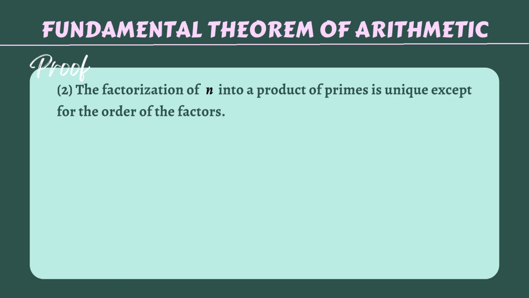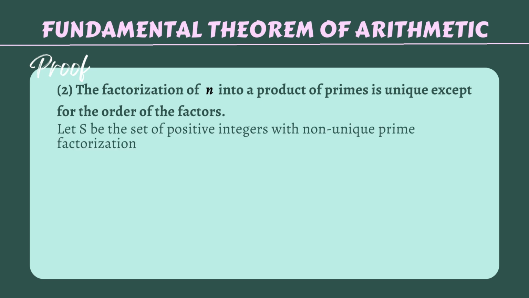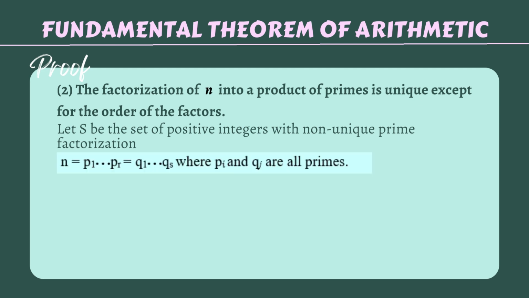The second statement states that the factorization of n into a product of primes is unique except for the order of the factors. Let's try to prove it using its contradiction. Let S be the set of positive integers with non-unique prime factorization. We are trying to prove now that a number has more than one prime factorization. We know by the well-ordering principle that n is the smallest element.